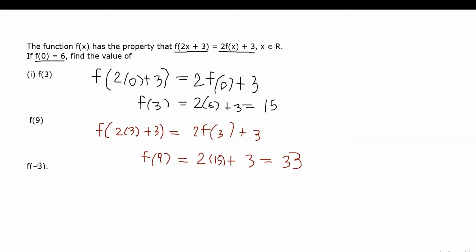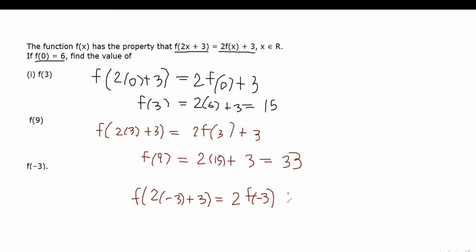Now, let me see if you're thinking. We need f of negative 3. What can we do, Marika? We need to get negative 3, so what can we do to get negative 3? Just plug in negative 3. Yeah, just plug in negative 3. So we're going to get f of 2 times negative 3 plus 3, and that's going to be equal to 2 times f of negative 3 plus 3.